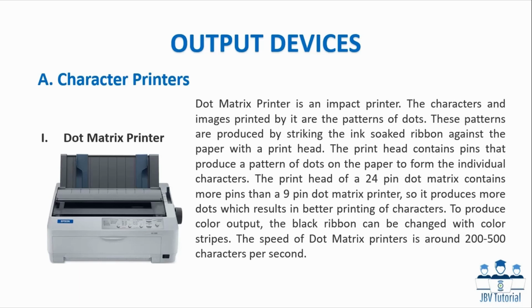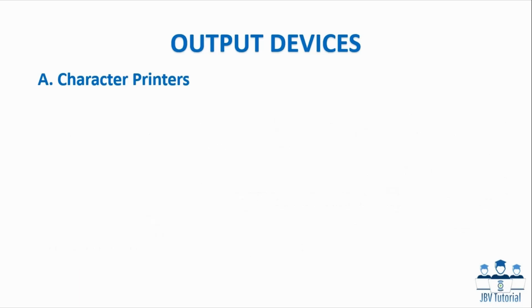The print head of a 24-pin dot matrix contains more pins than a 9-pin dot matrix printer, so it produces more dots, which results in better printing of characters. To produce color output, the black ribbon can be changed with color stripes. The speed of dot matrix printers is around 200 to 500 characters per second.